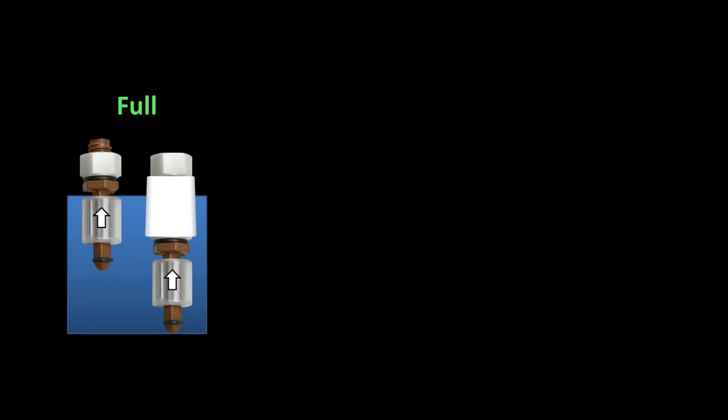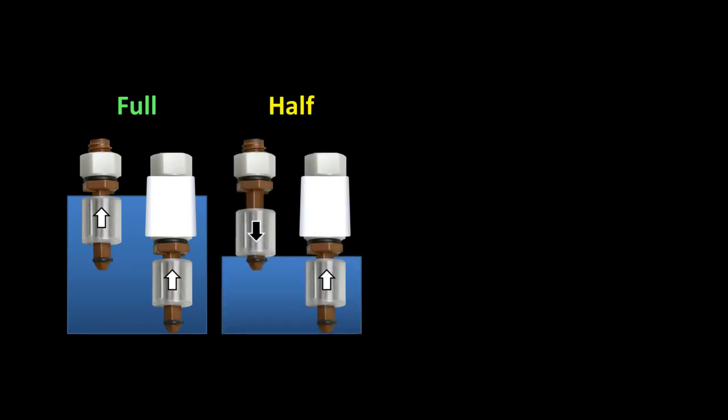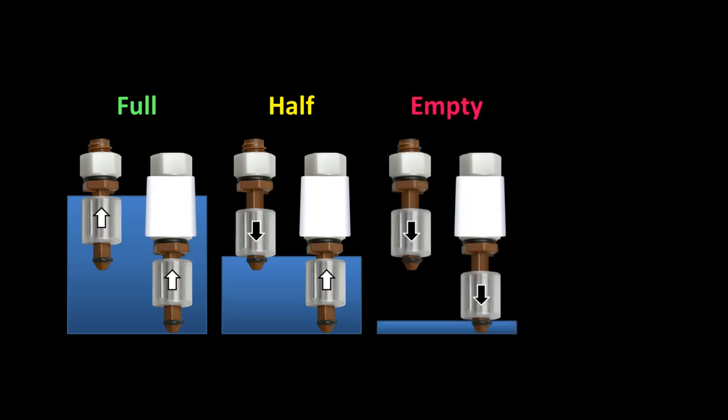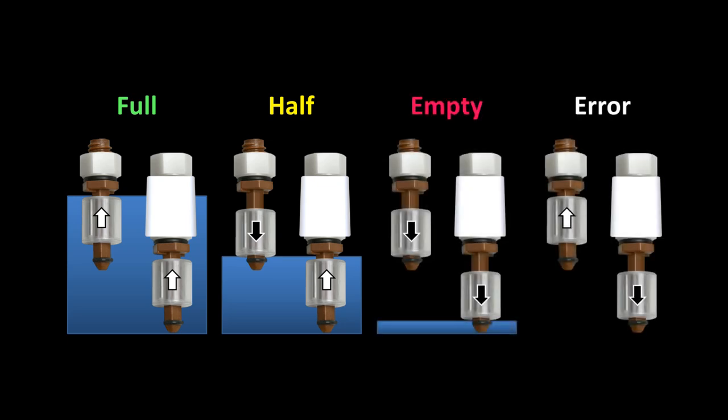If both switches are up, the reservoir is full. If the top is down and the bottom is up, then the reservoir is half full. If they're both down, then the reservoir is empty. If the top one is up and the bottom one is down, then something's broken and an error state exists.